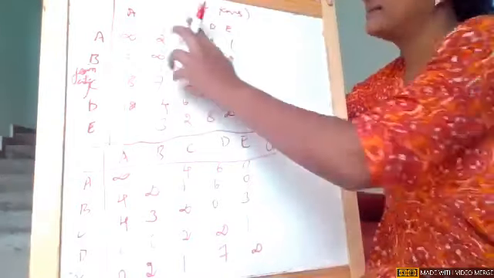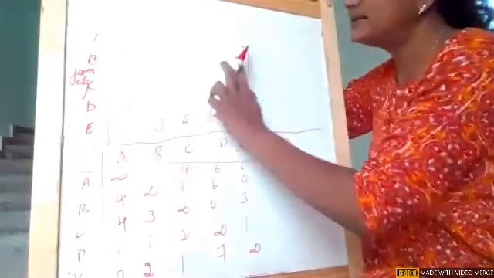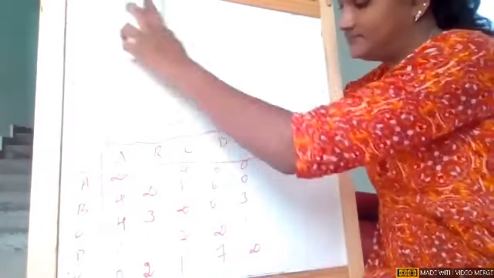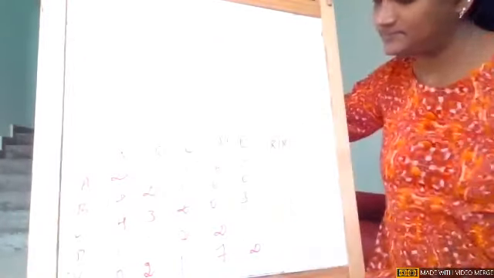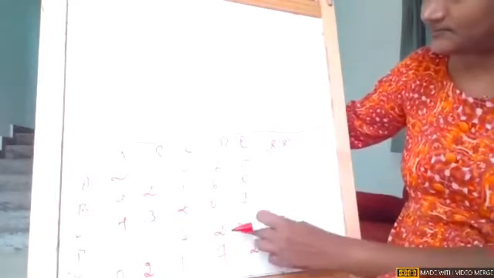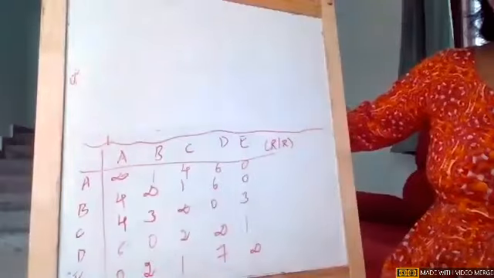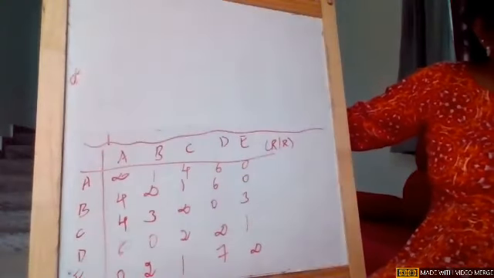Yes, ma'am. Near the D row, at B with A, the value is 8, no ma'am. It's 12 minus 4 in the row reduced matrix. Okay, so let me see the row reduced matrix.